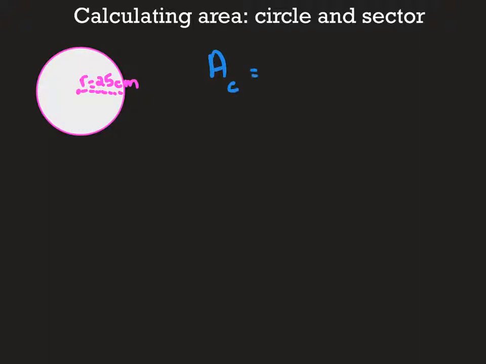A_C equals pi times r, which is our radius, squared. So in this instance, we're just going to round off pi at 3.14, but you can always use the pi button on your calculator. Multiplied by 25 squared.